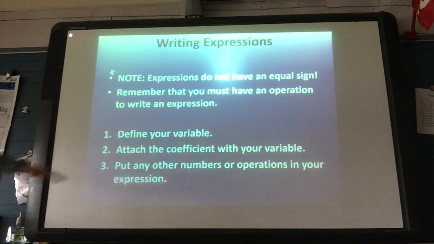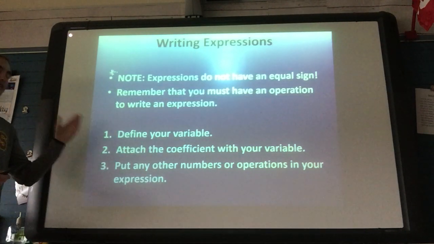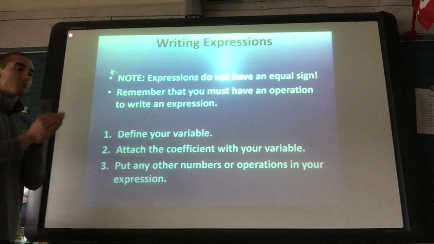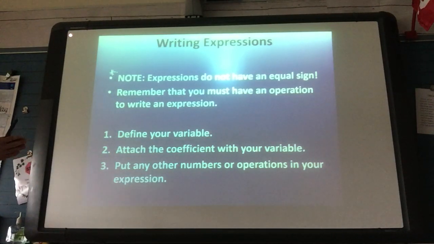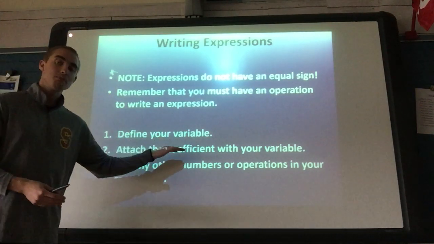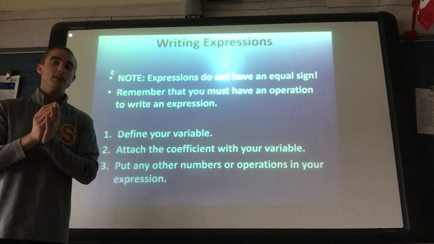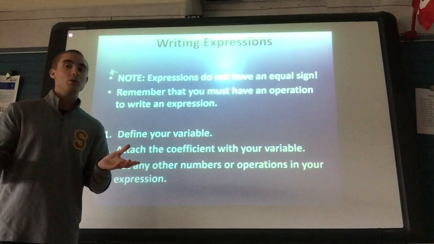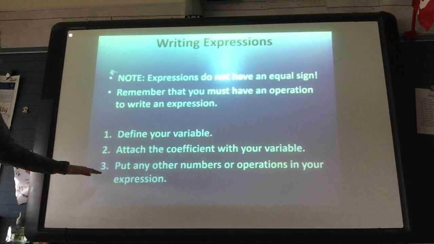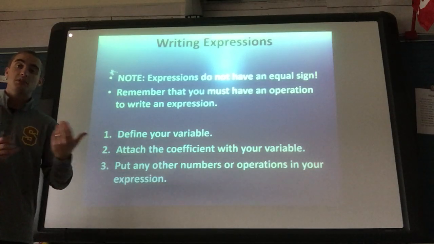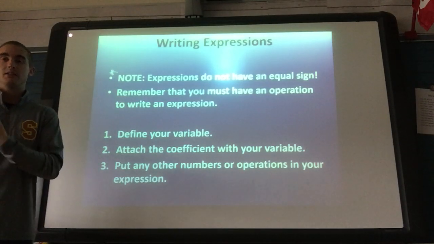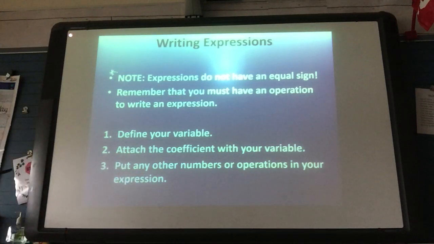Okay, so we're going to follow these 3 steps, and it's pretty much going to be the same 3 steps every single time. Step 1, define the variable. Tell me what the variable is, what letter is it, and what does it represent. Number 2, we're going to attach the coefficient with our variable. So what number goes with hours? What number goes with minutes? That's going to be what the coefficient is. And then step 3, we might have to add something else to that. So 2x plus 3 or 7x minus 10. So that's going to be our last step. So those 3 steps we're going to follow when writing these expressions.